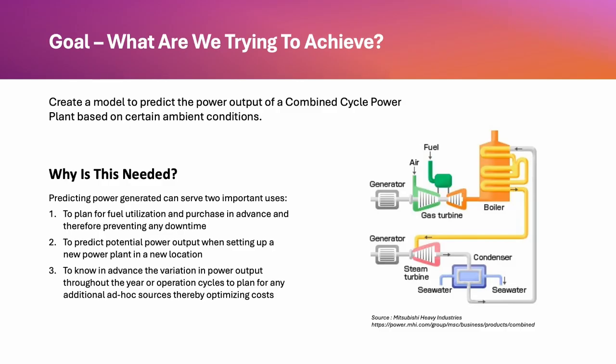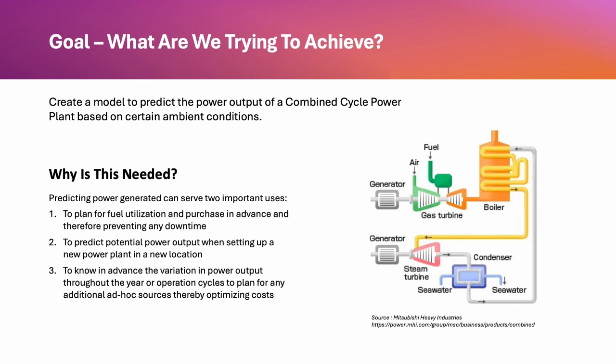Create an accurate model to predict the power output of a combined cycle power plant based on certain ambient conditions. It is first important to understand how a typical power plant works. First, there is a gas turbine which compresses ambient air and pushes out hot exhaust gases. These hot exhaust gases are used to operate a boiler which creates steam and operates a steam turbine.